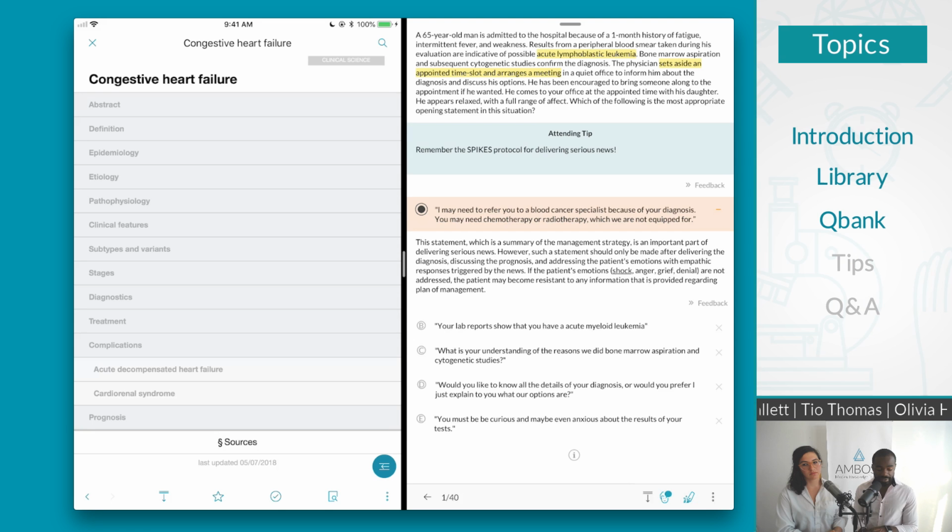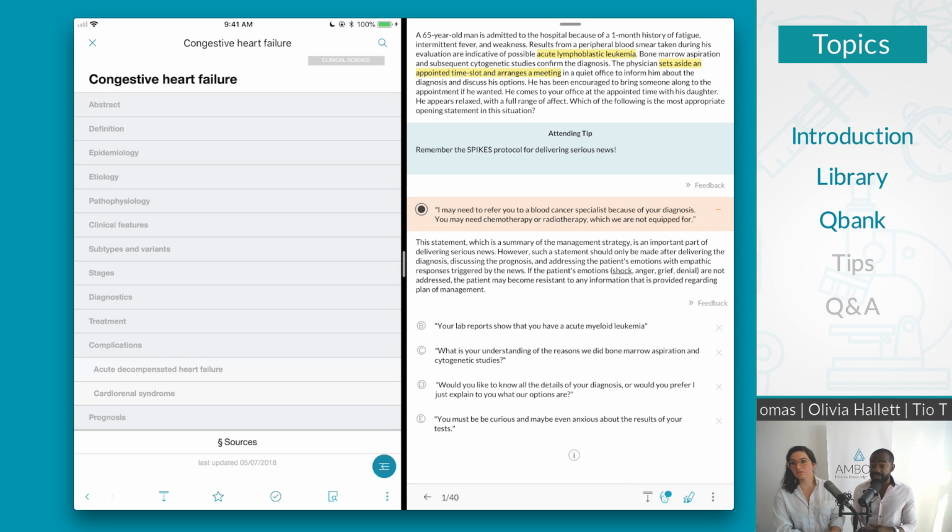One, it glows in a light red-orange color that tells you the answer is incorrect, and gives you an explanation for why it's incorrect, very specifically to this patient case. So it's not just a general explanation. It actually thinks about what, in this case, makes it wrong.